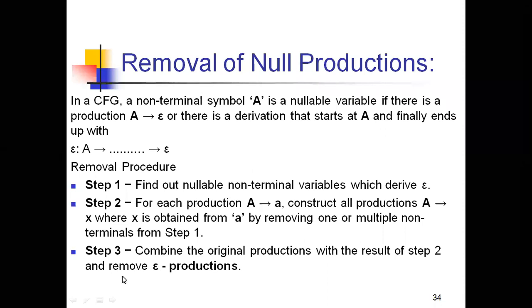Then step 3 is, you need to combine the original productions with the result of step 2. That means in step 2 we did some reduction, and with that reduction, from the original grammar you need to write some productions along with this reduced production. Then finally you can say that it is a modified grammar G dash obtained by removing the epsilon productions. And these are the three steps you need to follow when you are removing the null productions.